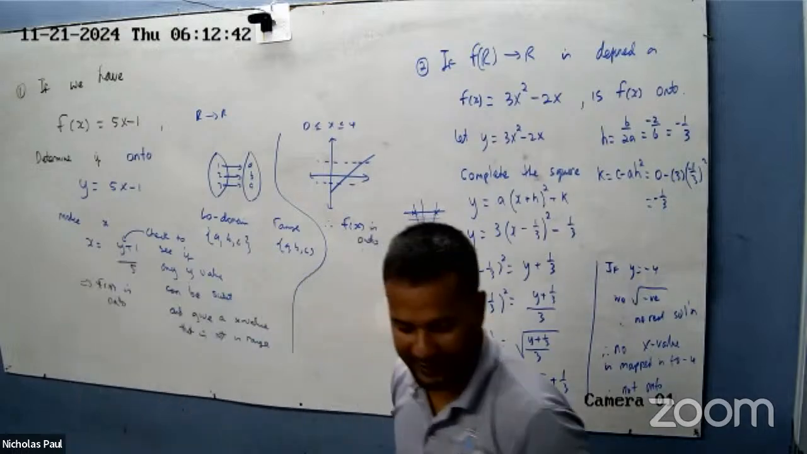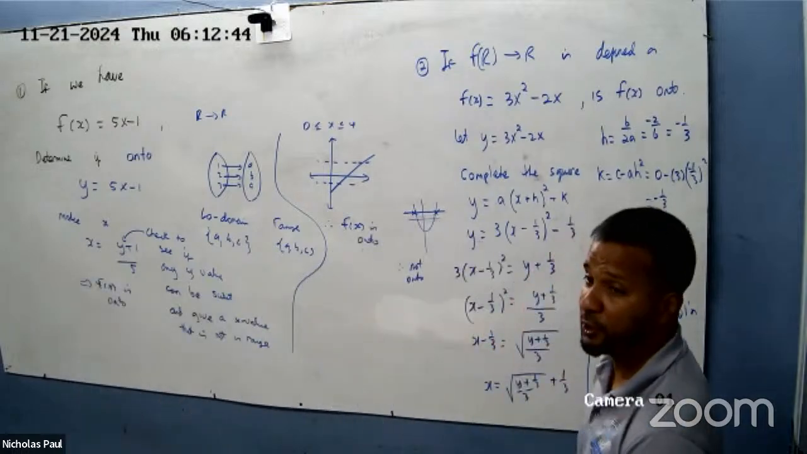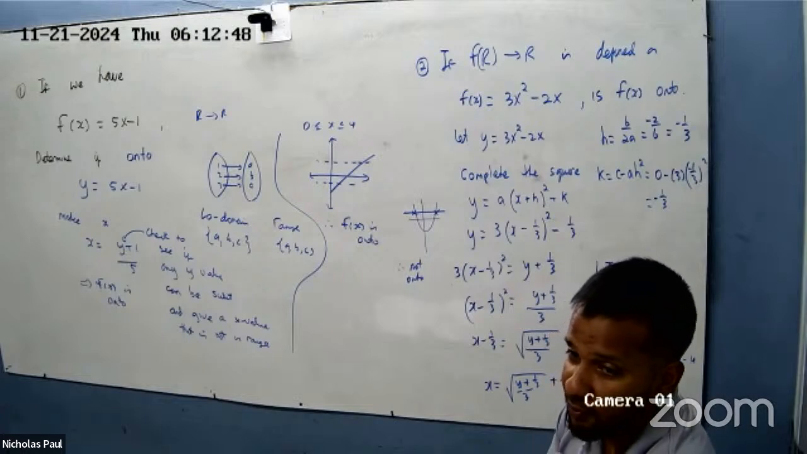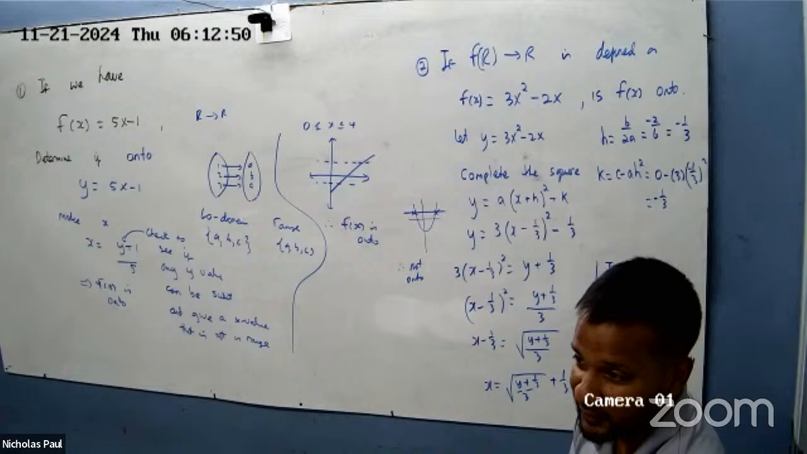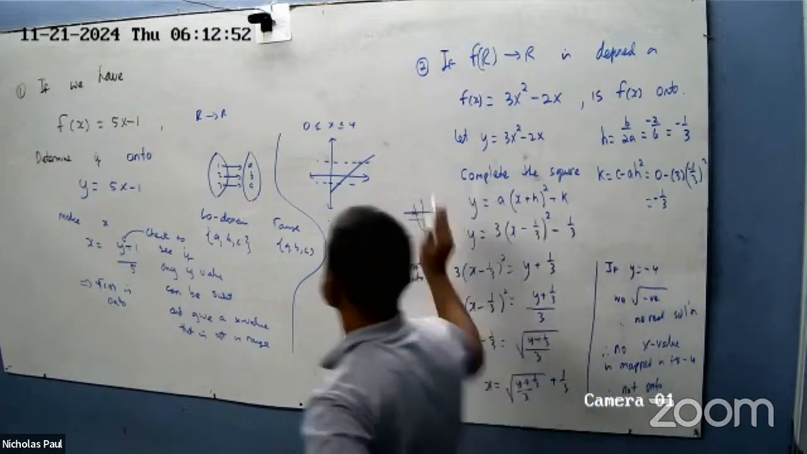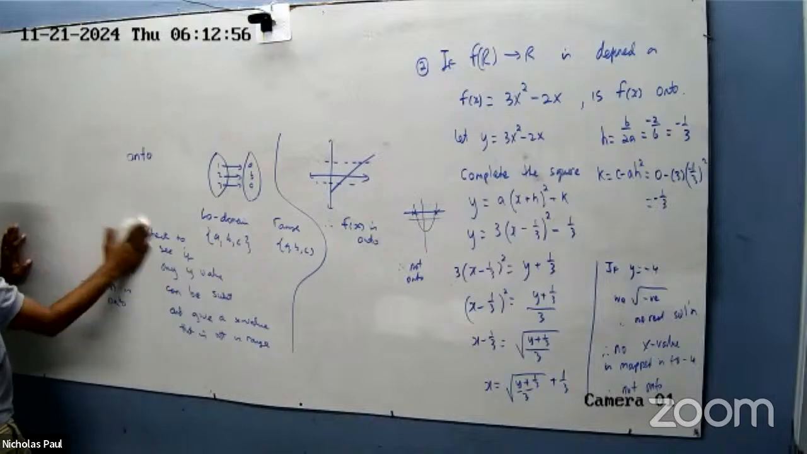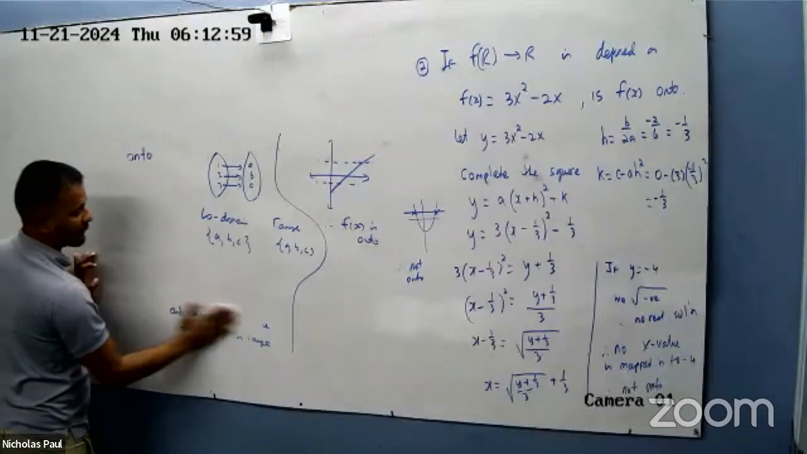This one is a past paper. So I'm going to give you a function. You have to determine if it's one-to-one, if it's onto, and if it's bijective. Alright? But you would have to remember something from last week, right?